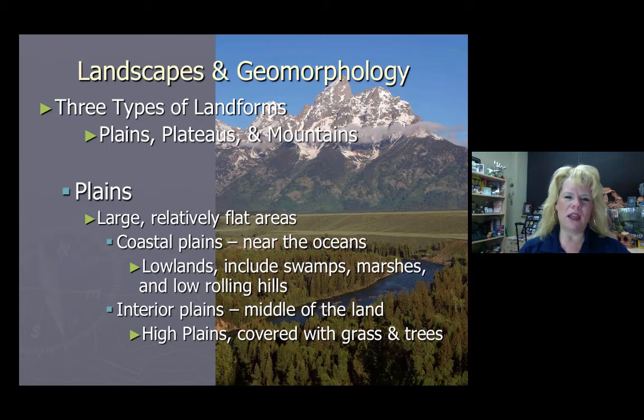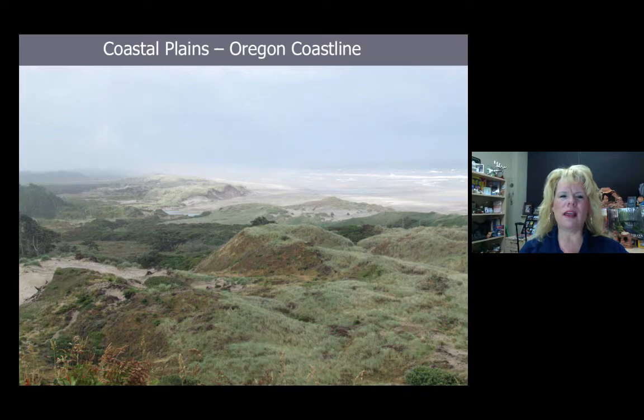So let's start with plains, because they're the easiest one for you to relate to here in Texas. Plains are relatively flat, large areas, and there can be coastal plains, interior plains. You're probably more familiar with interior plains, considering if you've driven in West Texas, you've seen what we call the plain states, which is areas like Lubbock. And that would be very flat areas that are covered with grass and trees, and we even have some of those plains near Waco.